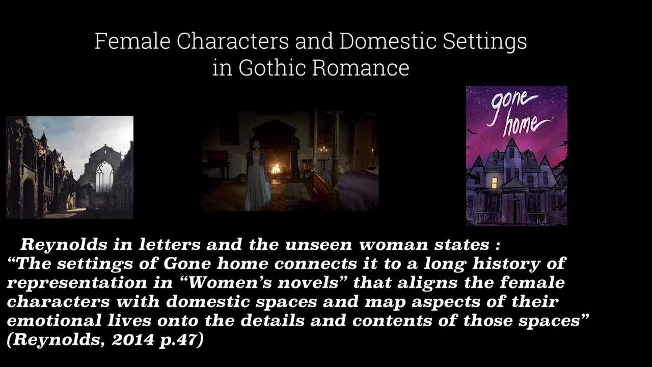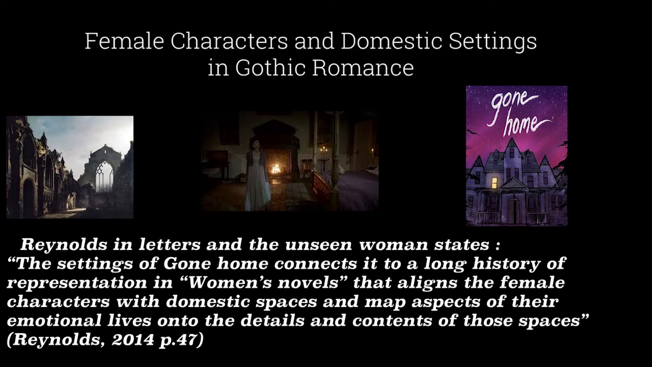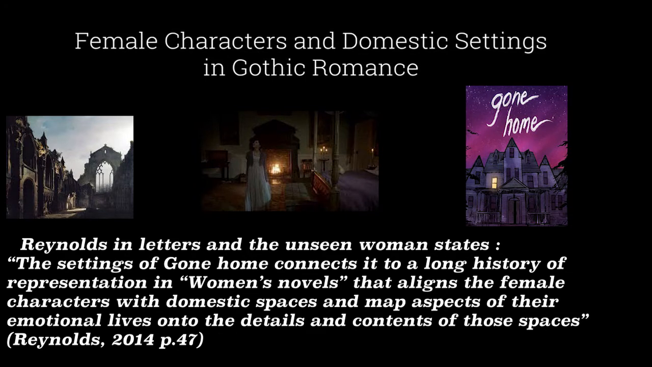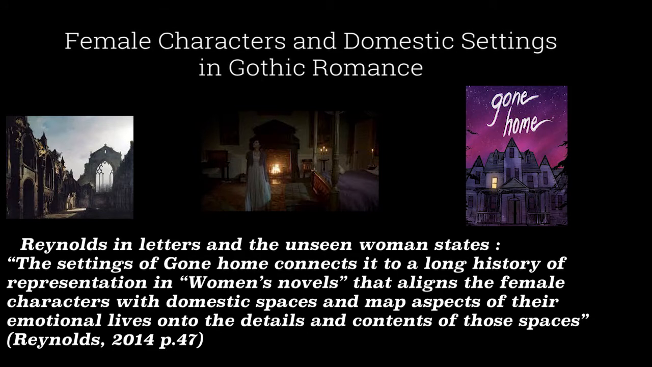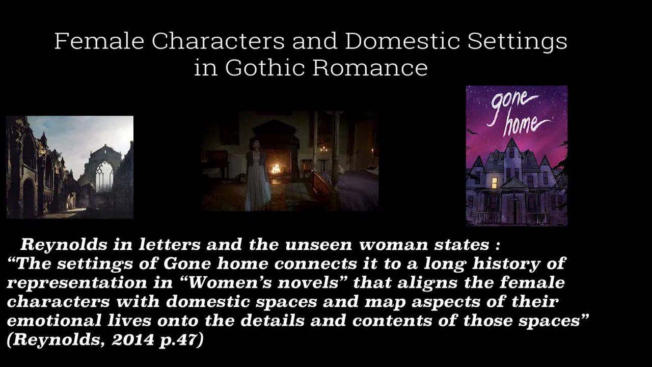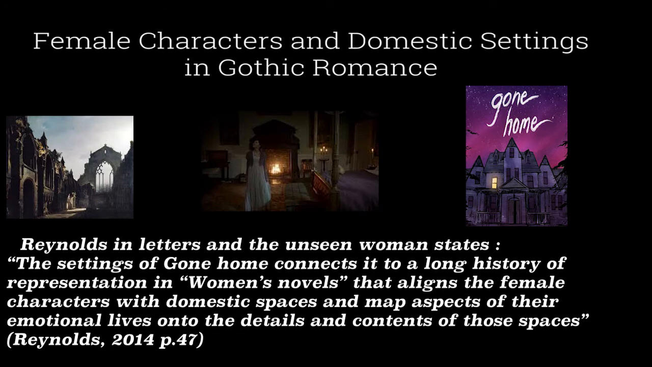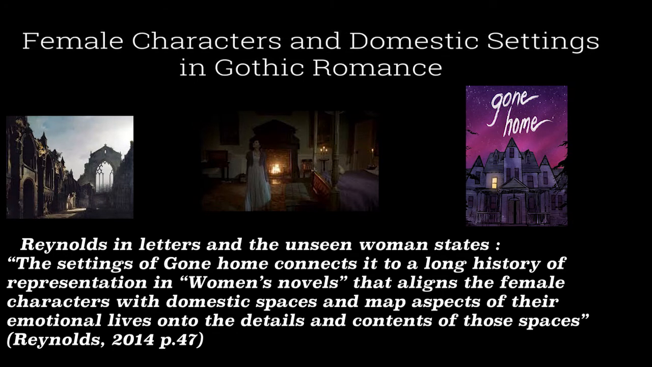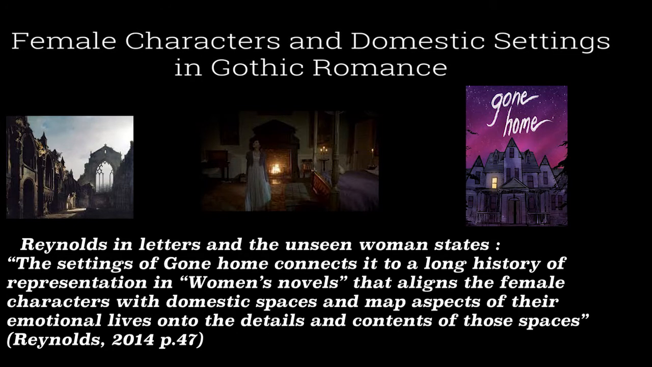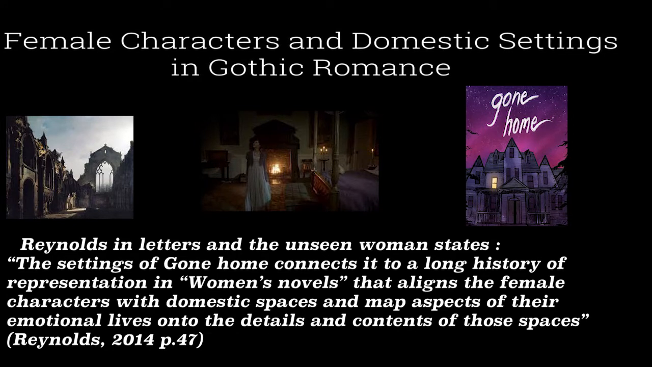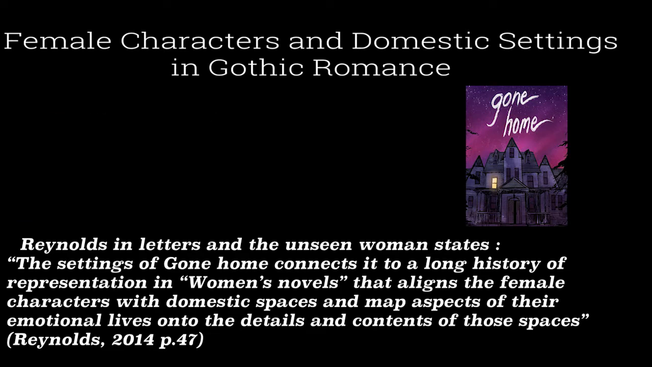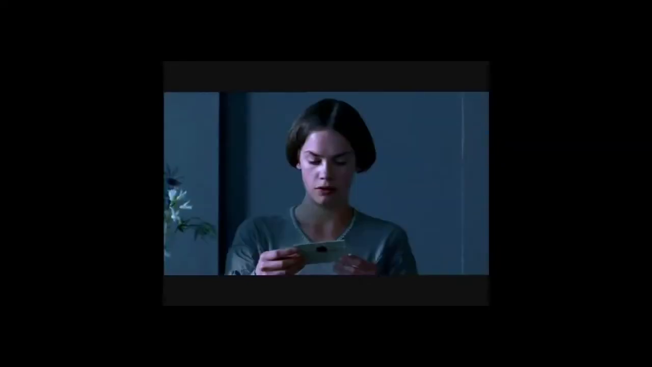about the female characters in Gothic romance novels. As Daniel Reynolds states, the setting of Gone Home connects it to a long history of representation in women's novels that aligns the female characters with domestic spaces and maps aspects of their emotional lives onto the details and content of those spaces. I will be talking about domestic details and how they are related to female characters in both works: Bronte's Jane Eyre and the Fullbright Company's Gone Home video game.